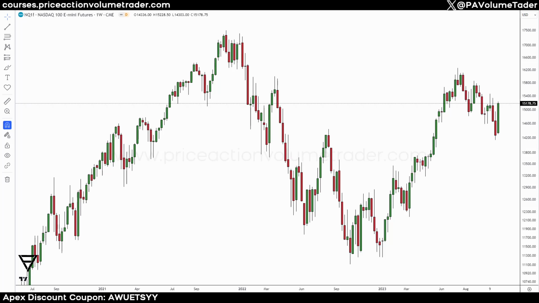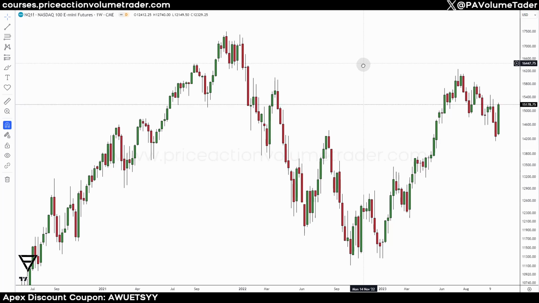Today we're going to be looking at a very simple support and resistance analysis process that I do whenever I'm starting off with a fresh chart.